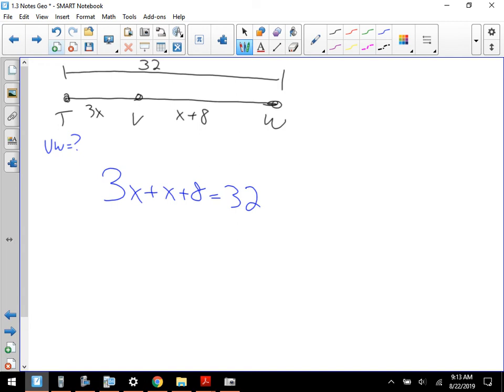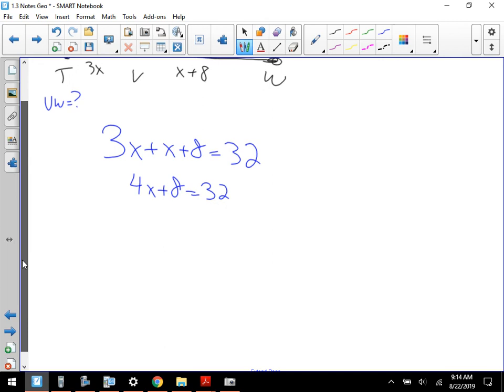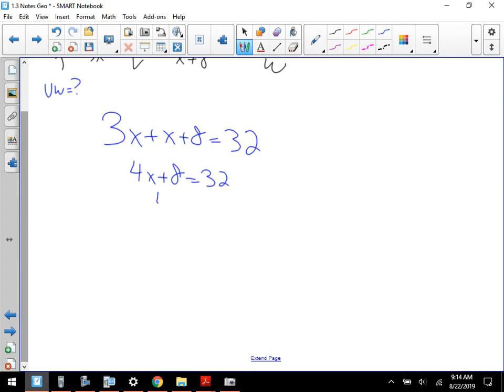Two smaller parts add up to equal the whole. And then from there we just start combining like terms and solving your two-step equation. And it falls back into the same level of algebra we've been working. We have 4x plus 8. Subtract the 8. We get, what is that, 24? Divide that out.